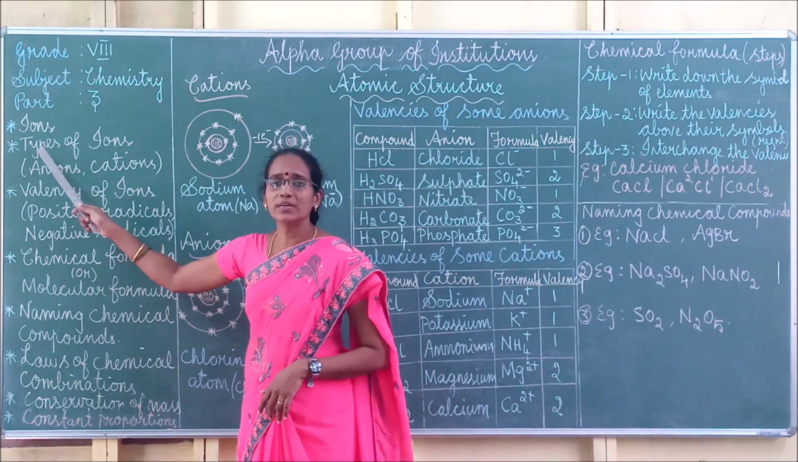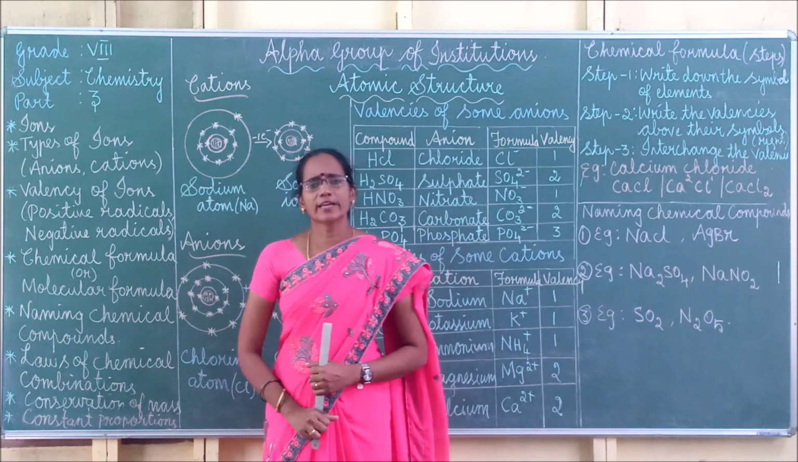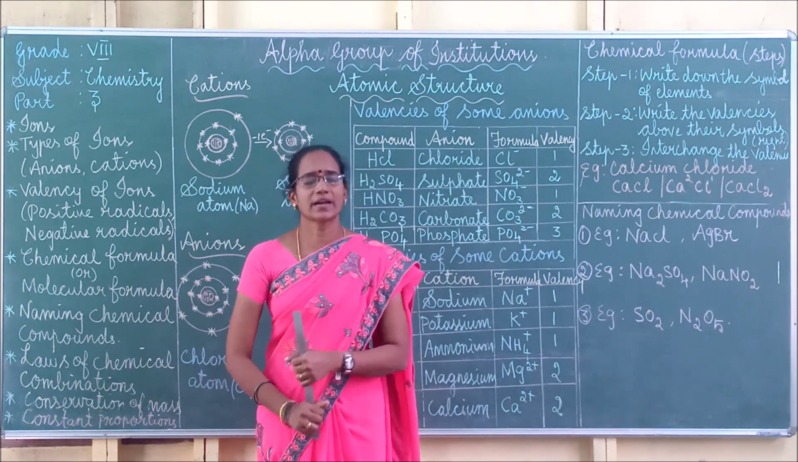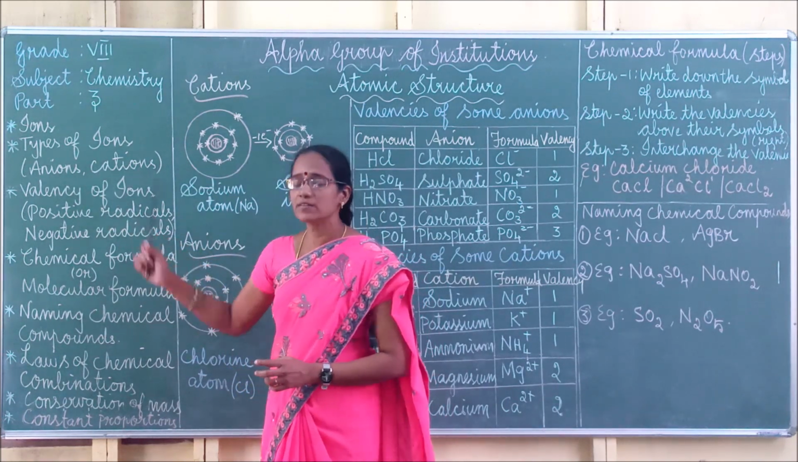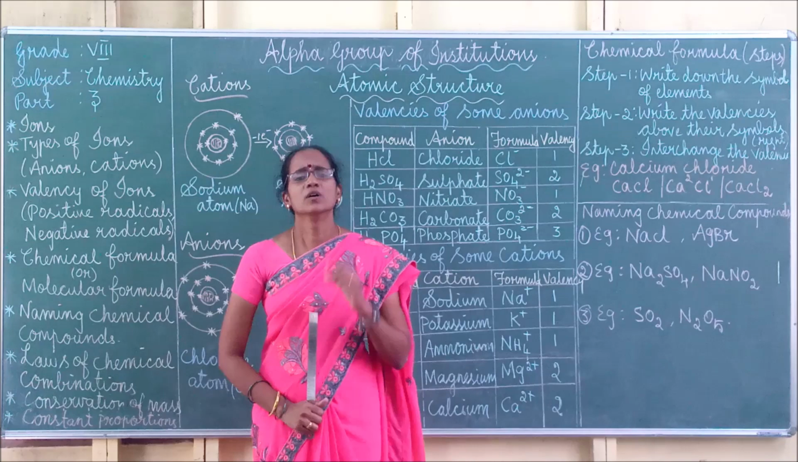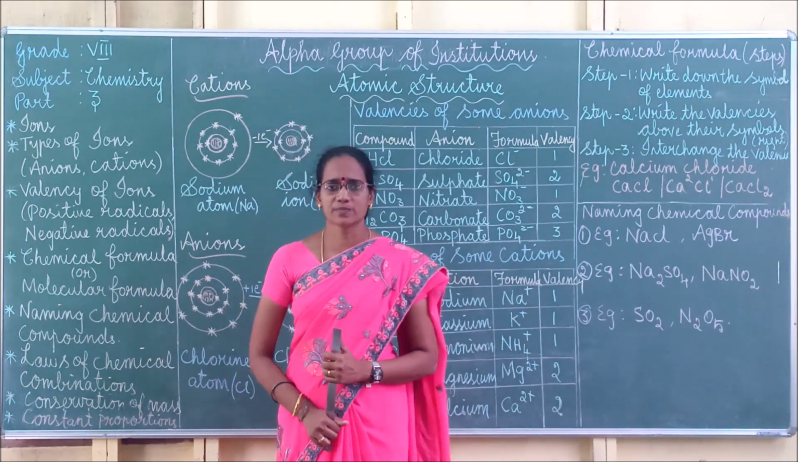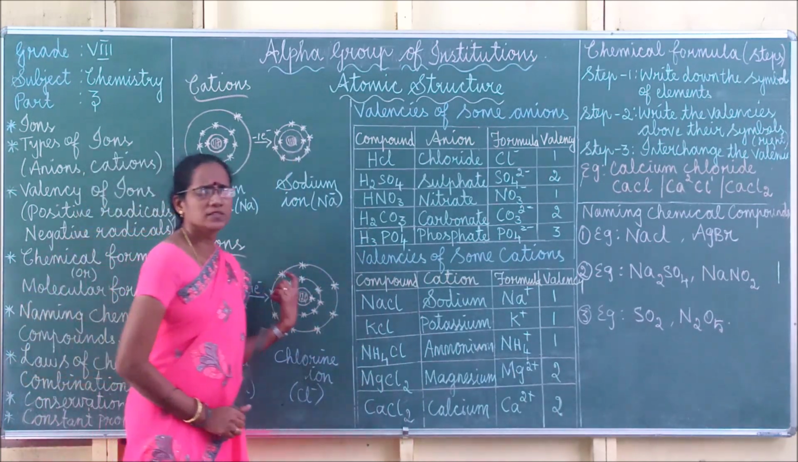Next we can move to the types of ions. There are two types of ions: one is anions and another one is cations. What is the difference between anions and cations? First, let me discuss the anions.